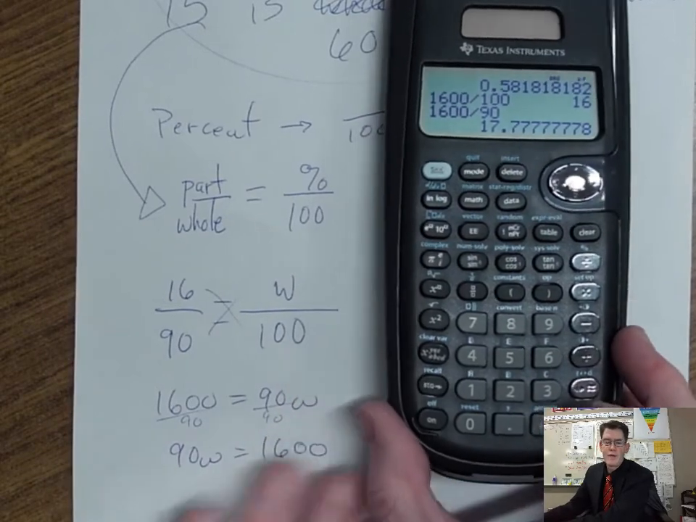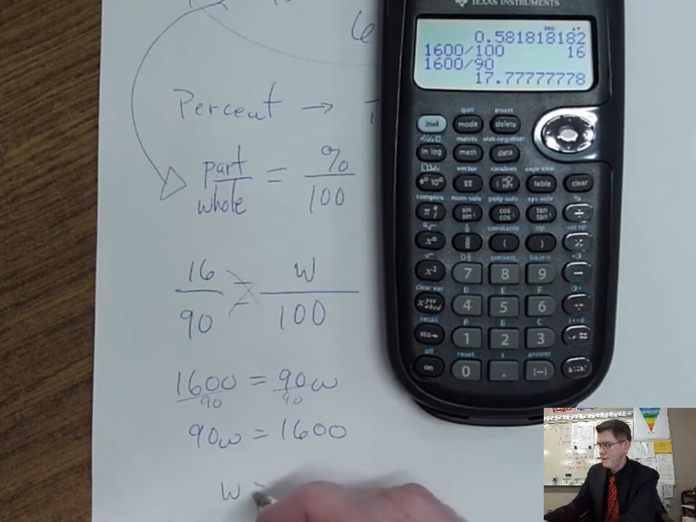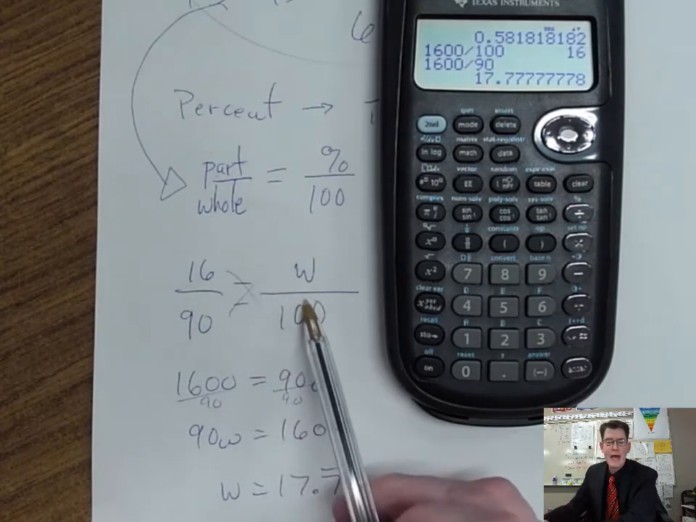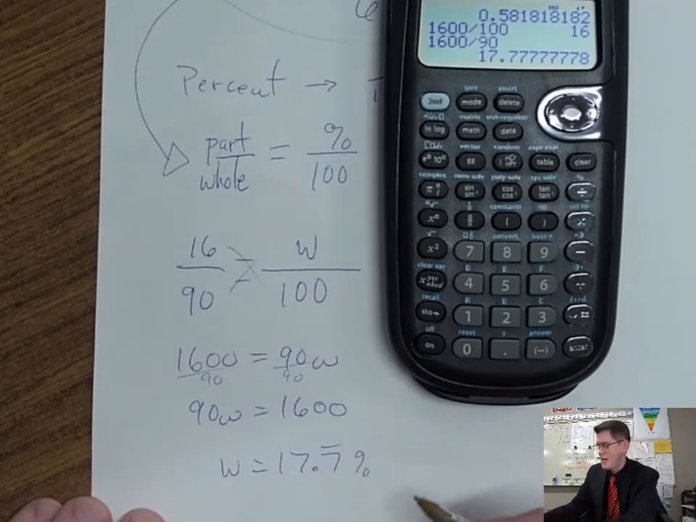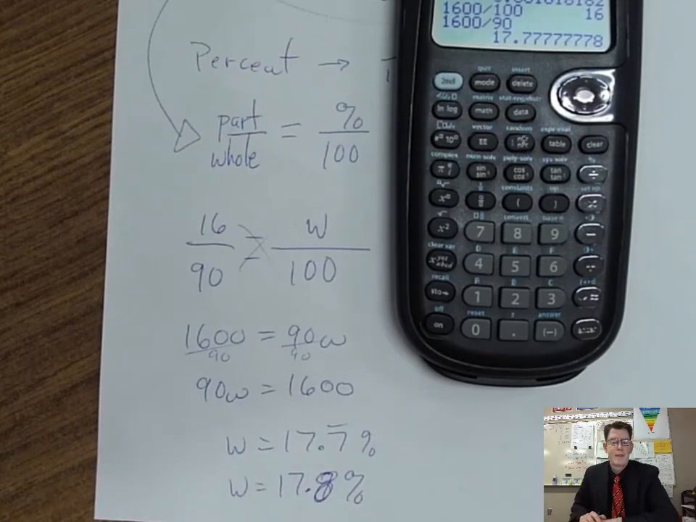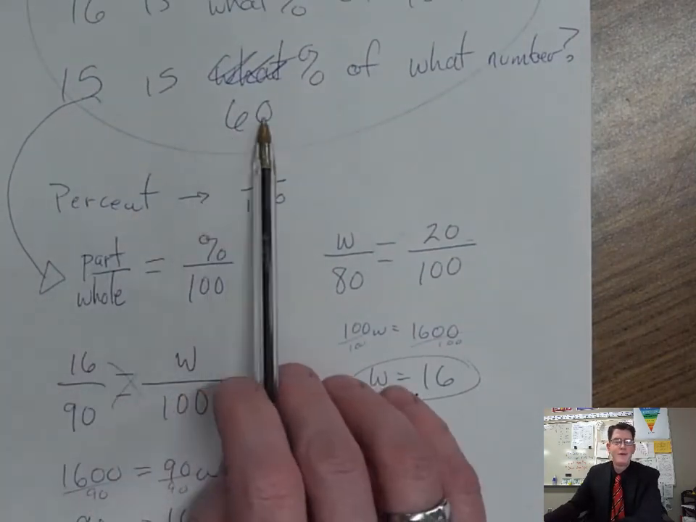There we go, we've got that number, and W becomes 17 point, looks like it's 7 on forever. And that is the percent. So it's 17.7 on forever percent. On the assignment today, it'll ask to round to the nearest tenth. If it ever asks you to round to the nearest tenth, 17.7, oh, rounding the tenth makes it an 8%.